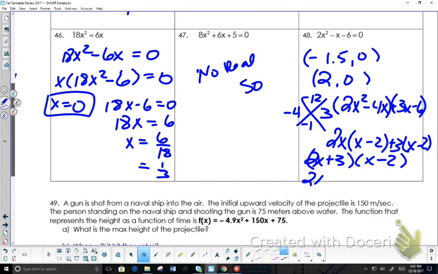Set them both equal to 0. This will be x equals 2, which is one of our answers. This one will be subtract the 3, divide by 2, which is our other answer. Okay.